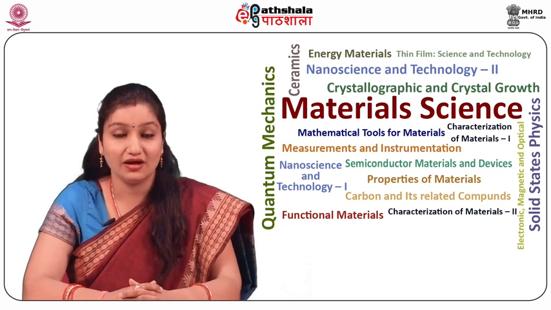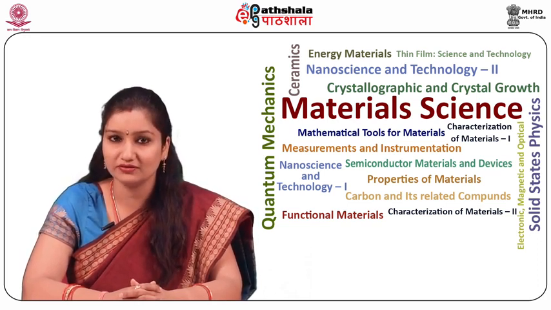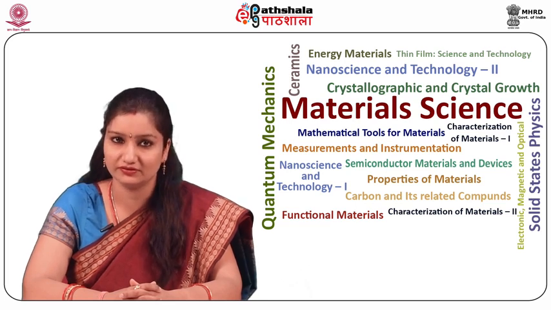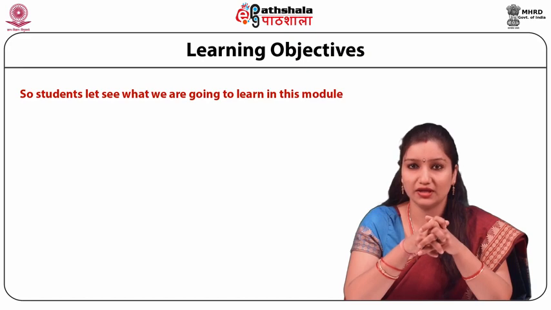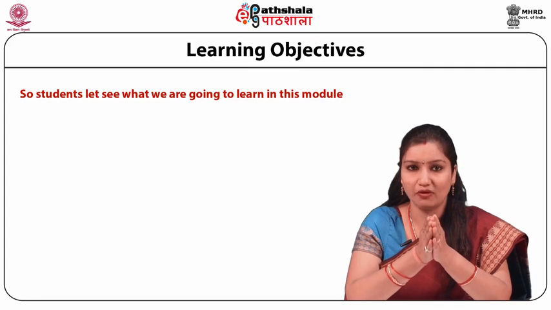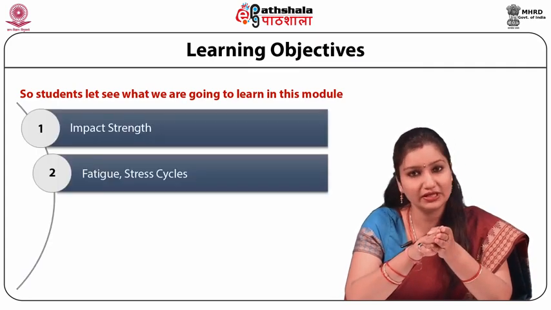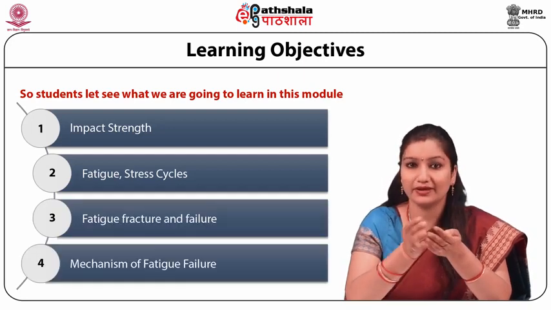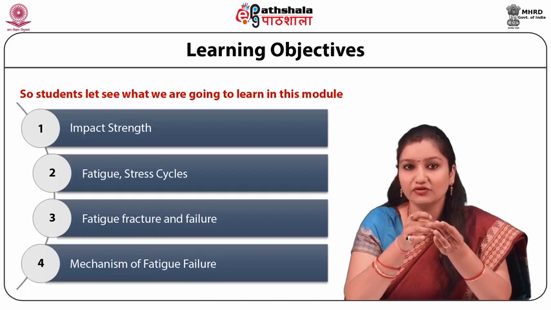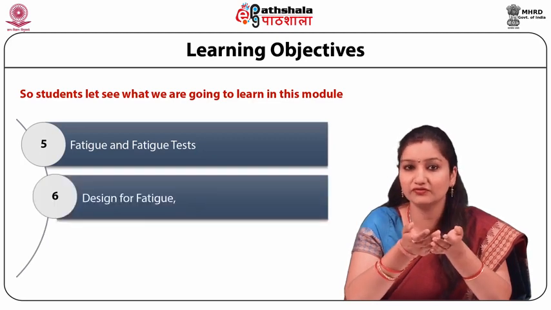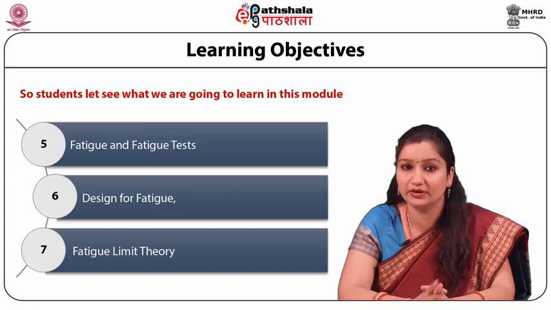Today we are going to discuss the module Mechanical Properties Part 4 from the paper Electronic, Magnetic and Optical Properties of Materials. So students, let us first see what we are going to learn in this module. We are going to discuss the impact strength, fatigue and stress cycles, fatigue fracture and failure, the mechanism of fatigue failure. Then we are going to see the fatigue and the fatigue tests, then the design for fatigue, then we'll discuss the fatigue limit theory.